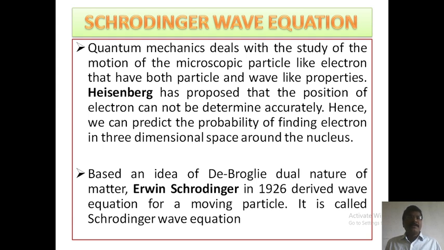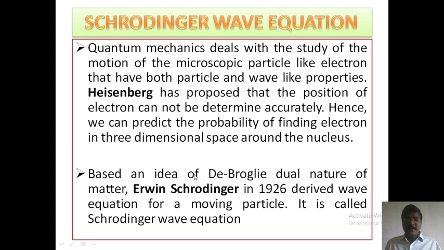Now see that Schrodinger wave equation is related to quantum mechanics. Quantum mechanics deals with the study of the motion of microscopic particles like electrons that have both particle and wave like properties. Heisenberg proposed that the position of an electron cannot be determined accurately. Hence, we can predict the probability of finding the electron in three-dimensional space around the nucleus.